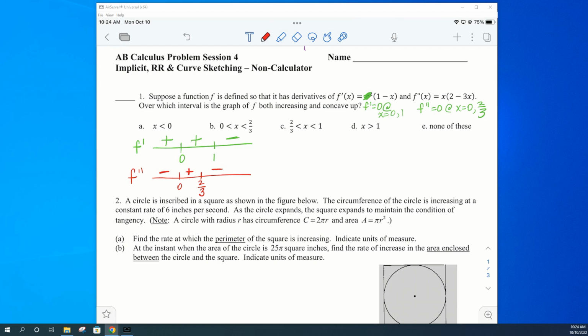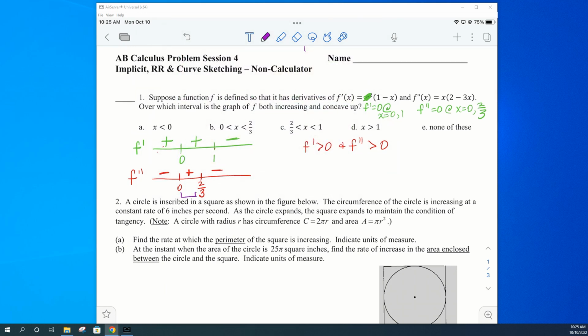So let's see what I'm looking for. Over which interval is the graph both increasing and concave up? So I need f prime to be positive and f double prime also to be positive. So where is that place? F prime being positive, I have these two sections. However, if I need f double prime to also be positive, then I will have right here between 0 and 2/3. And so that's going to be my correct answer.